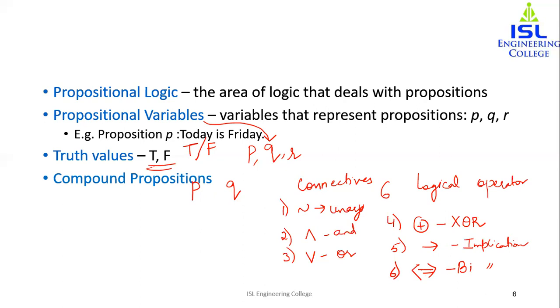We'll study all of them in detail in the next slides, but for just an overview, compound propositions are something when we want to join two propositions, then we use something known as connectives or logical operators. Connectives are when you are joining two propositions, so negation, it is not a connective, it is a unary operator.